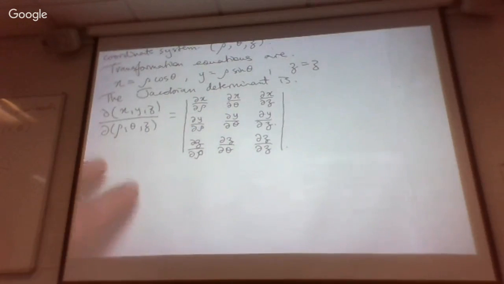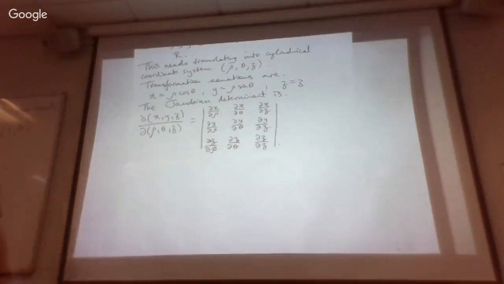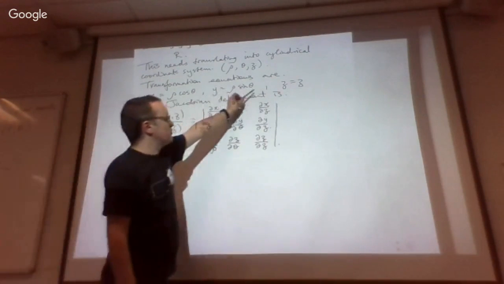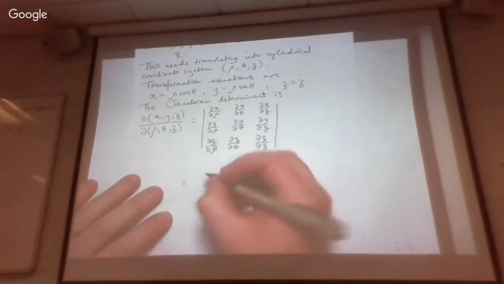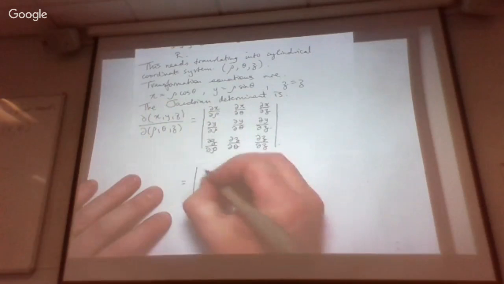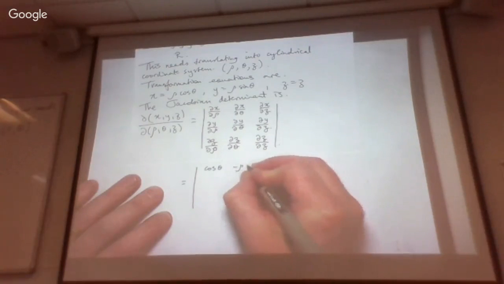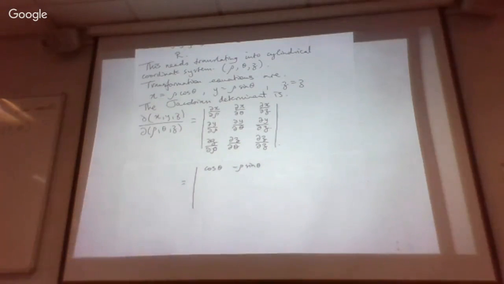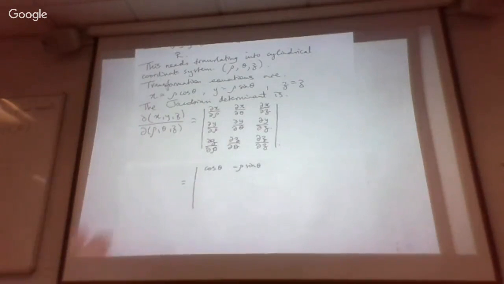Now this won't be as bad as it looks. 3x3 determinants are potentially nasty, but this one will turn out to not be too bad. All of these entries come from differentiating the appropriate transformation equation with respect to the appropriate variable. So what's dx d rho? Dx d rho is simply cosine theta. Dx d theta is minus rho sine theta. And dx dz, well, you look for the z's here, and there aren't any. x is independent of z, so dx dz is 0.